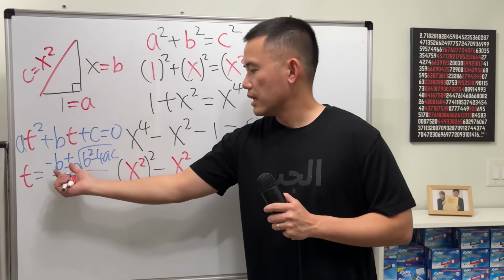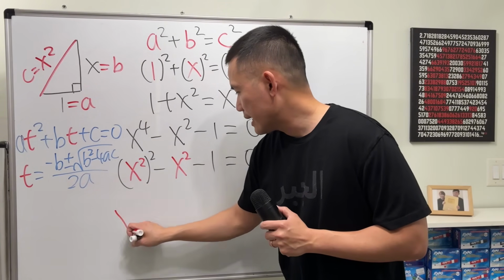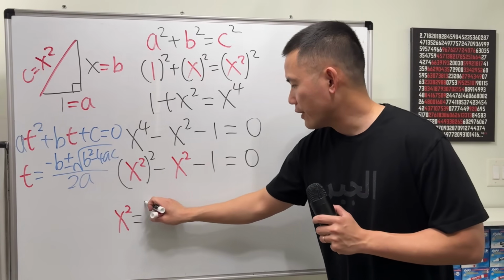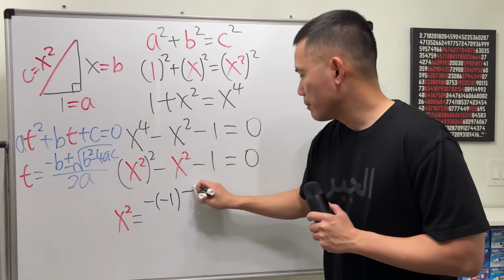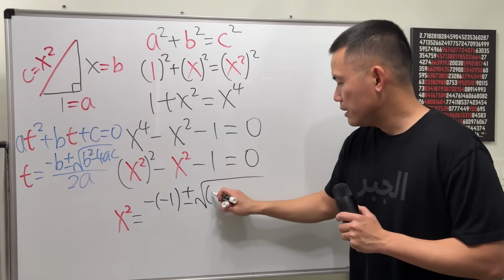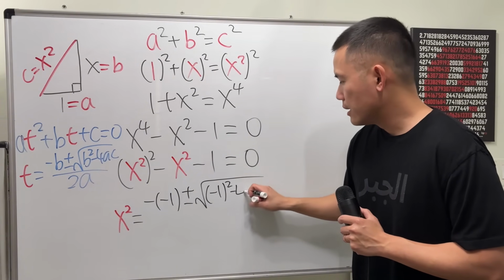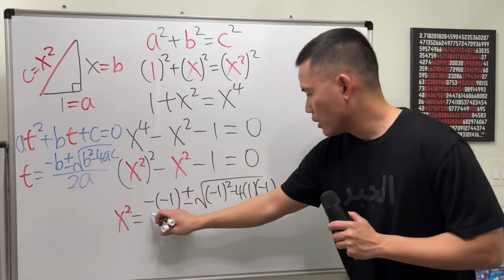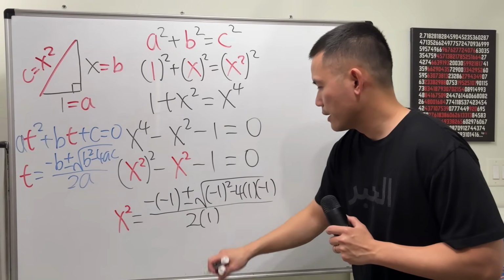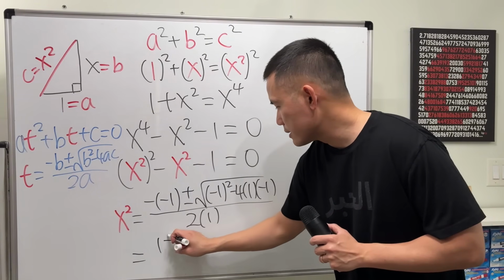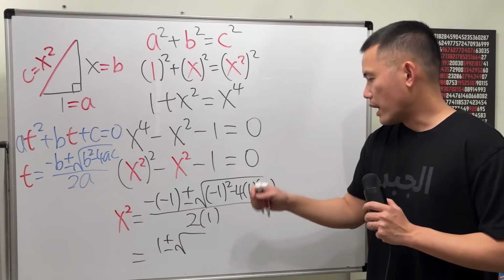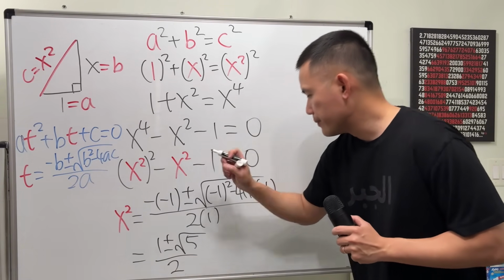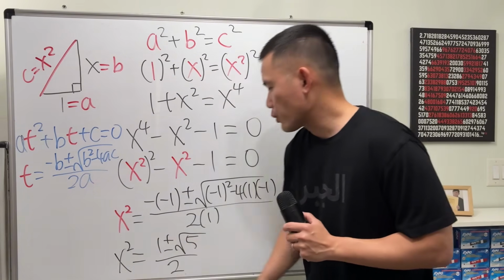Here our input is the x squared. So I will say x squared is equal to, b is negative 1, so we have negative 1 plus or minus square root. b is negative 1, square that, minus 4, a is 1, c is negative 1, all over 2 times 1. And then we see that's 1 plus minus square root. This is 1 plus 4, which is 5, and then over 2. Keep in mind though, this right here is just x squared.